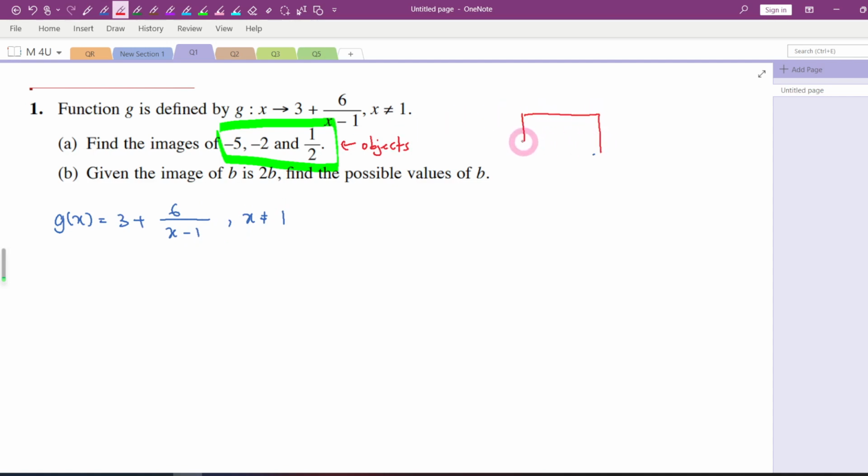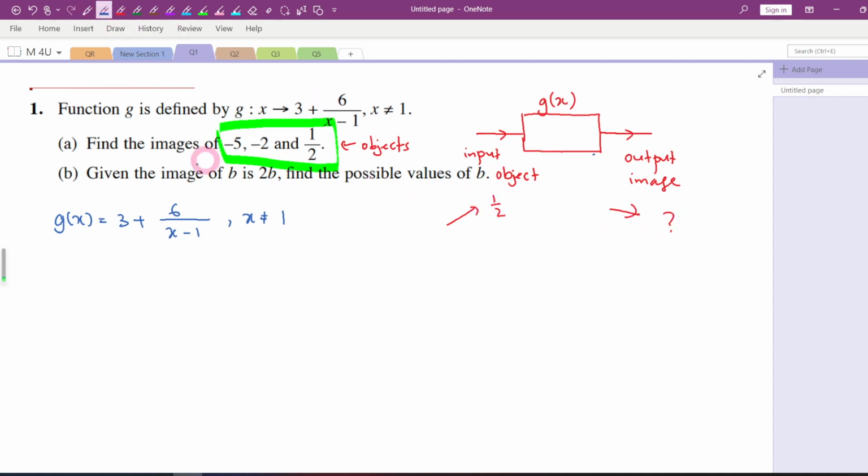Now you have a machine, we call it g of x or machine g. This is input. We put something inside the machine, input. So this will be the object. And this machine will process it and create an output. This is the image. Now, what we are going to do is we put in 1 over 2. We want to find what is the output, what is the image of 1 over 2.